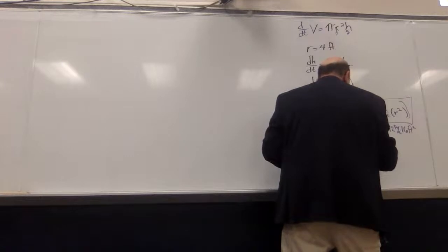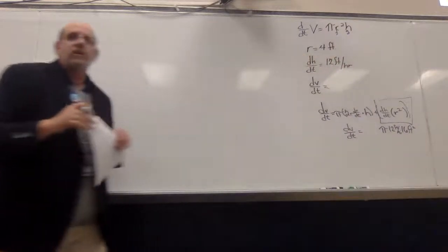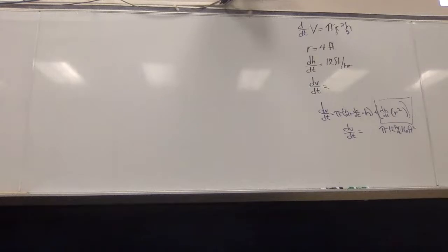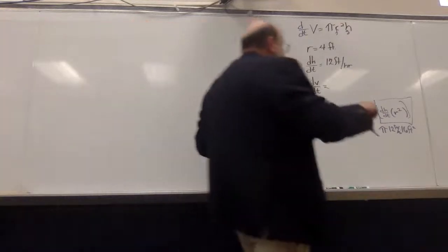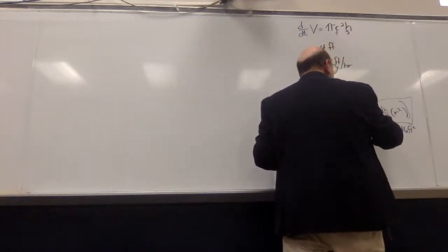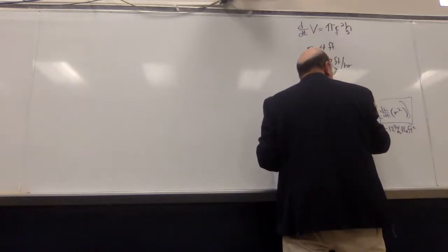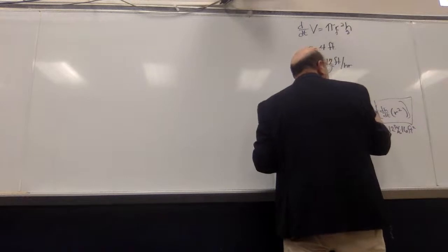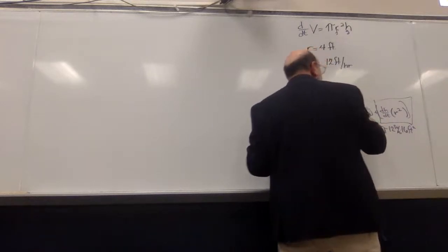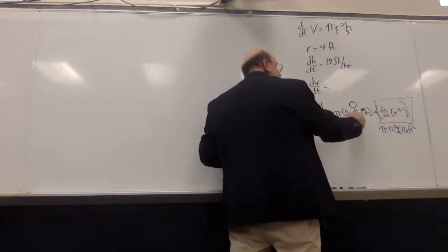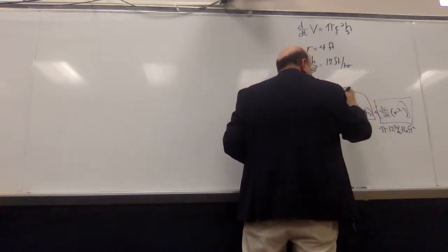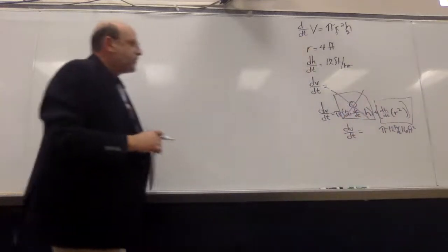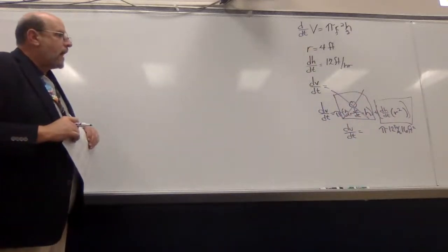dV/dt. I don't know what 12 times 16 is off the top of my head. 192. And what's up with the h? That h doesn't matter. Why doesn't it matter? Because this right here is the radius, and this never changes. The radius doesn't change over time. So this whole piece right here goes away, right? How do we know dr/dt is 0?